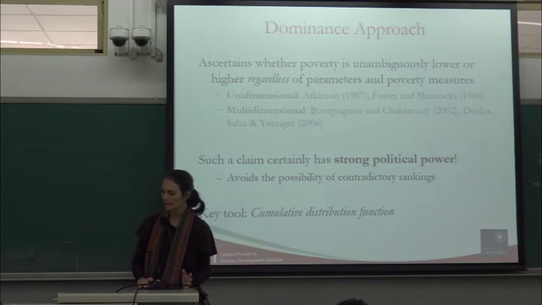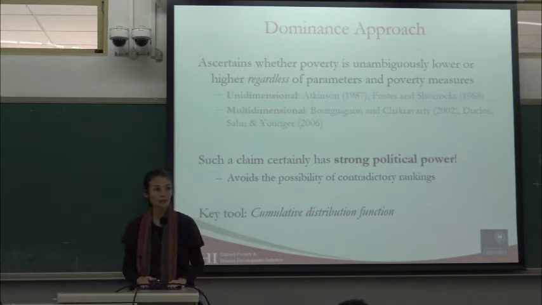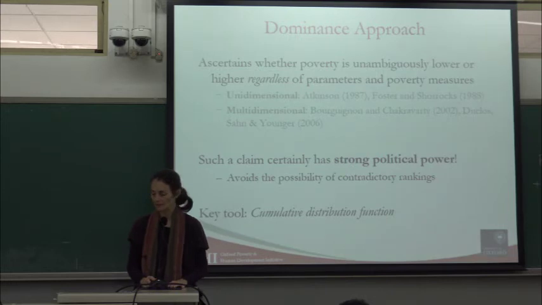Foster and Shorrocks and Atkinson specified many of the approaches for stochastic dominance in the late 80s. Bourguignon, Chakravarti, and then Duclos and Younger in the Economic Journal developed this into multidimensional space. And if you can say that it doesn't matter what poverty measure you come up with, poverty is lower in the South than in the North, that has a lot of political power, because then nobody can come to you and say, but you should have used this poverty line, or you should have used a different functional form.